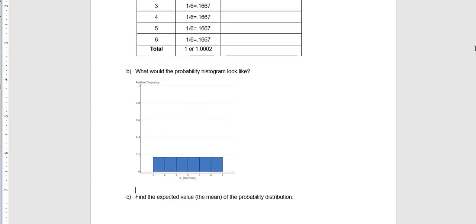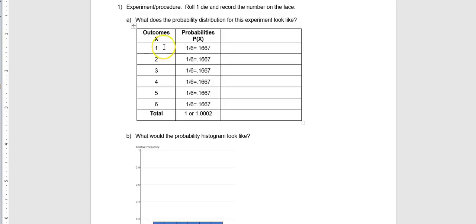The next thing we're going to do is try to find the expected value, which is the same as the mean of the probability distribution. This is a little bit different than the means we talked about in Unit 1. What we're doing with the mean for a probability distribution is that we're not just looking at the average of all the outcomes, but we're weighting that by the probabilities. So this is like a weighted average or a weighted mean.